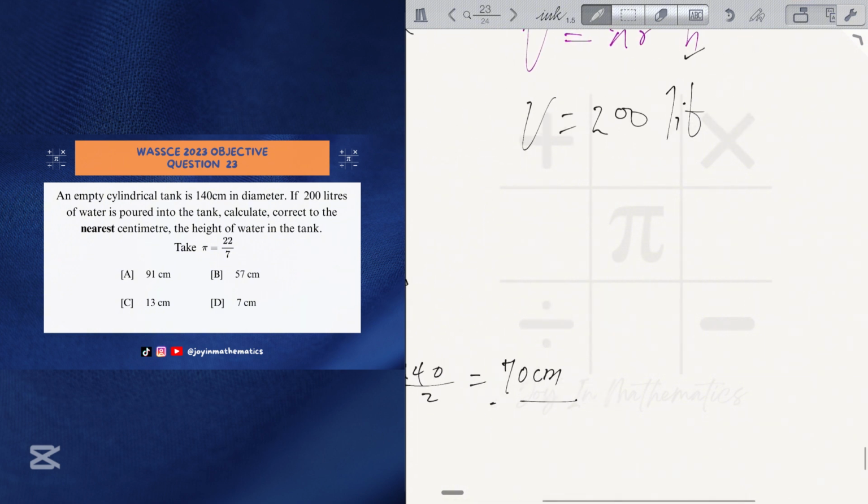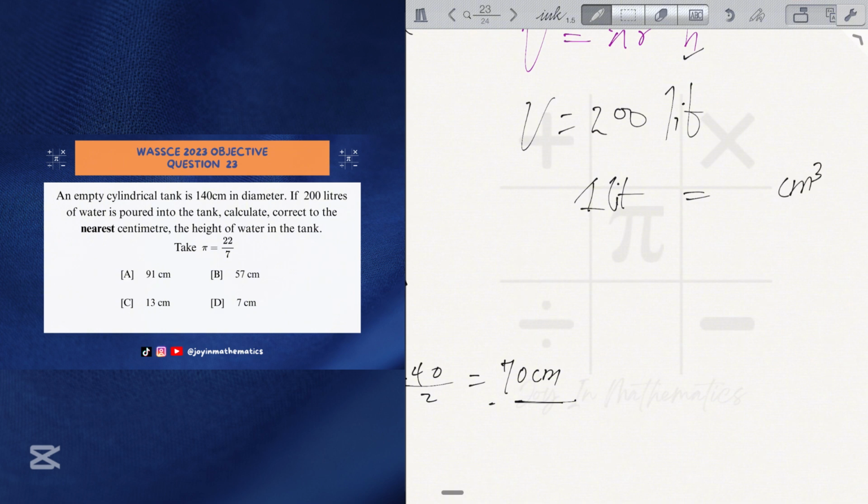Now this is 200 liters. 200 liters should be converted to centimeter cube because the unit is centimeter cube. Look at the options, we also have centimeters. So how then do we convert 1 liter to something in centimeter cube?